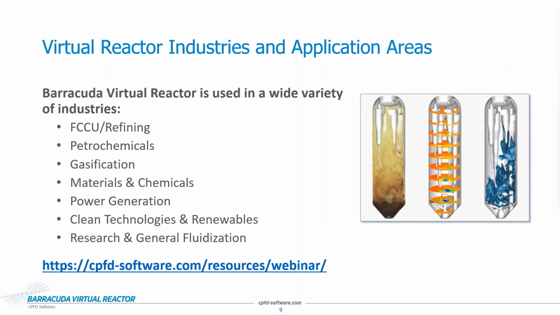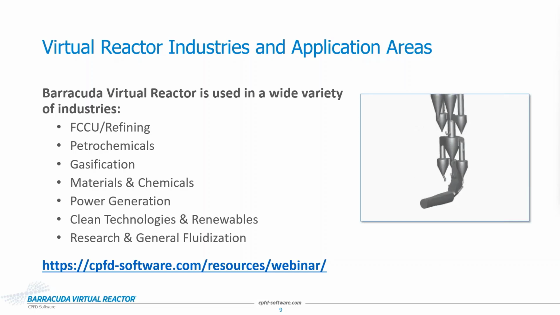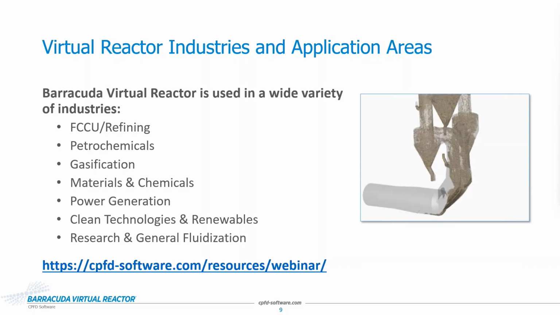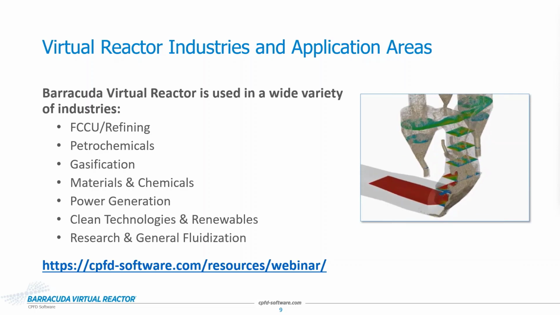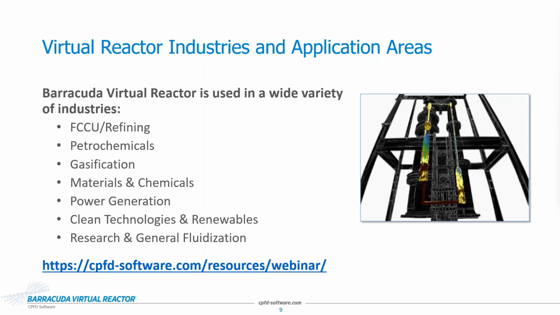Engineers around the world use Barracuda Virtual Reactor to simulate chemical reactors in a wide variety of industries. In the refining industry, virtual reactor users have modeled systems such as FCC reactors and regenerators. Engineers working for petrochemical companies have modeled reactors for polyolefin and acrylonitrile production. Other virtual reactor users have modeled biomass and coal gasifiers, including both fluidized bed and entrained flow systems. In materials and chemicals, virtual reactor is used to model reactors that produce titanium dioxide and other valuable products.